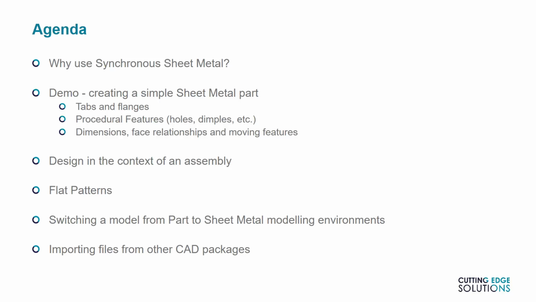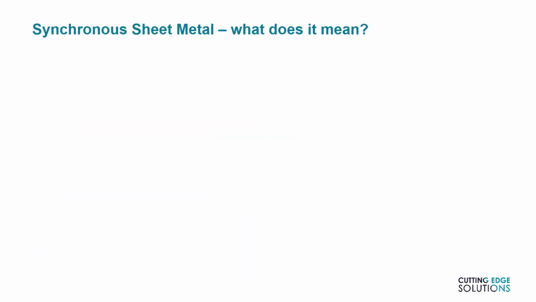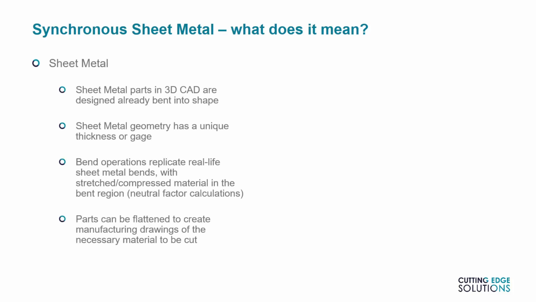To start with, it's probably best to answer the question, what do I mean when I say I'm working with synchronous sheet metal? This means two things. The first is that instead of creating a part file, I'm creating a very special type of file that obeys different rules. For example, sheet metal parts are typically designed as already bent into their final form. They also have a unique thickness rule.